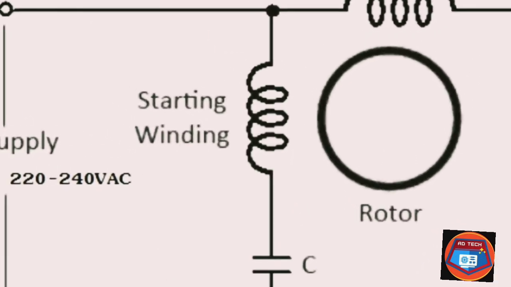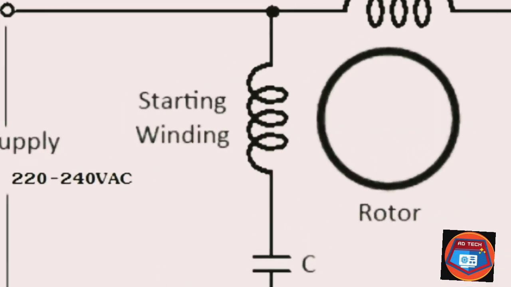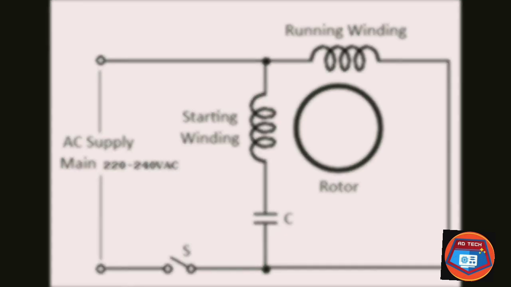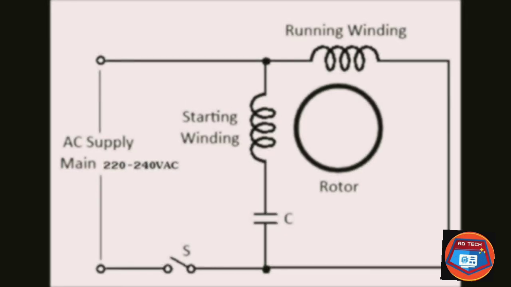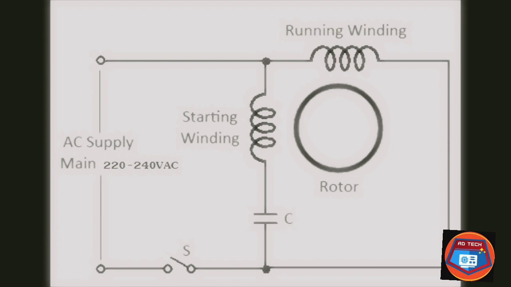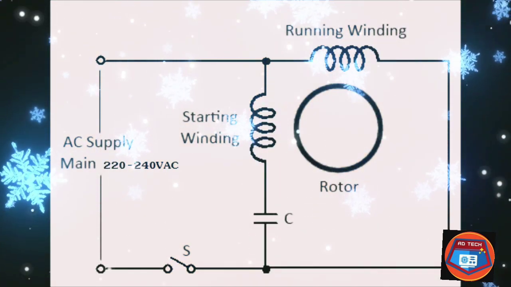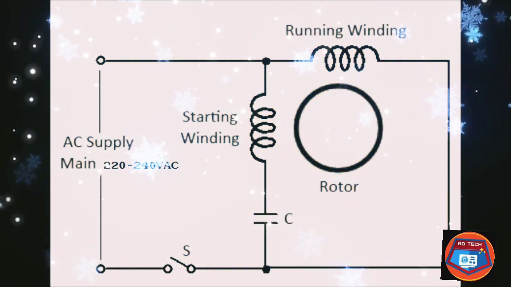rotate. When the motor speed reaches about 70% of its synchronous speed, the capacitor along with the starting winding is disconnected using a centrifugal switch. The capacity of the capacitor is chosen based on the initial load torque requirement and is generally 2.25 microfarad.